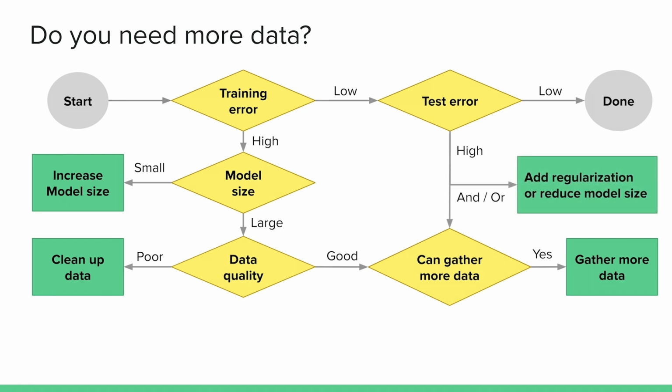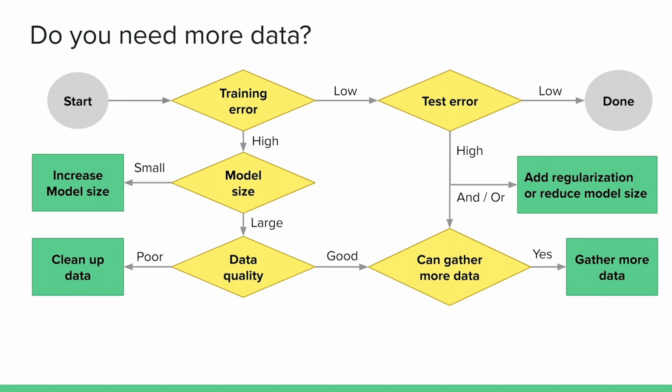If your test error is high, so the training error got down low, but the test error was high, you can try to add regularization or reducing the model size, which would in fact also be one form of regularization, and then again see whether you obtain a low test error now. And if the test error remains high, also try to gather more data. So gathering more data is something that is always beneficial here.